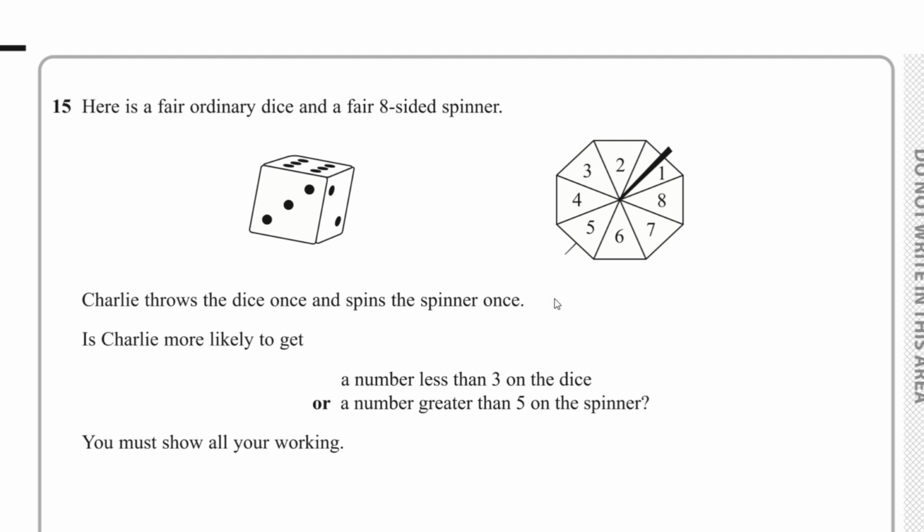Question number 15. Here is a fair ordinary dice and a fair 8-sided spinner. Charlie throws the dice once and spins the spinner once. Is Charlie more likely to get a number less than 3 on the dice or a number greater than 5 on the spinner? You must show all your working. So we're looking at if he's more likely to get a number less than 3 on the dice or a number greater than 5 on the spinner.